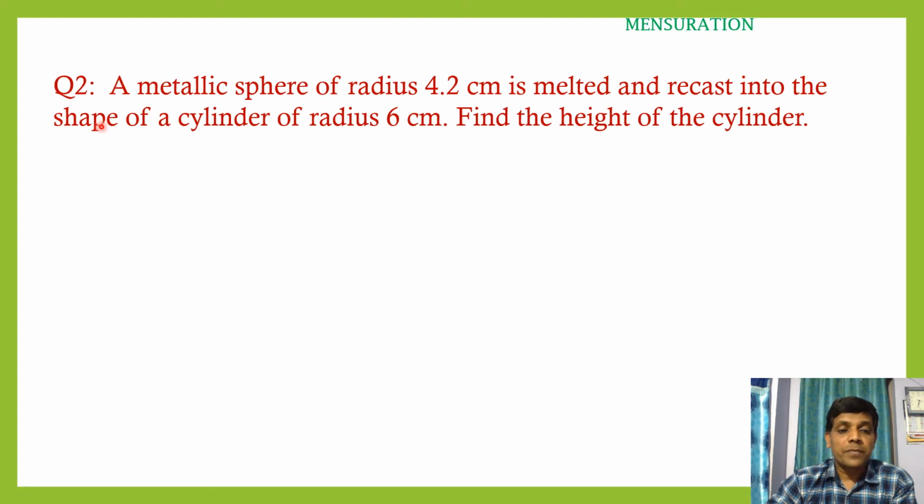Question number 2. A metallic sphere of radius 4.2 centimeters is melted and recast into the shape of a cylinder of radius 6 centimeters. Find the height of the cylinder. So here the given solids are sphere and cylinder. The sphere is converted to a cylinder.